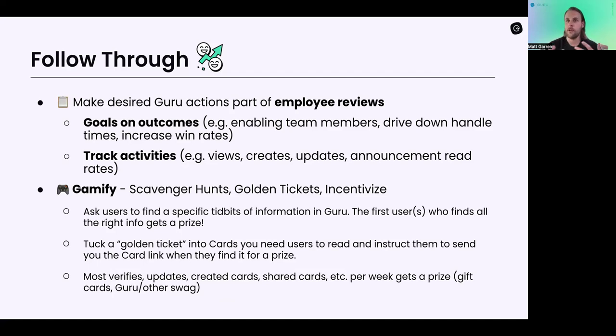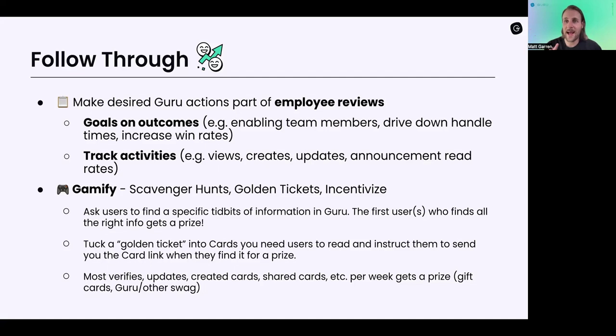And so if you are going to do that, I just have a couple tips for you. Put goals on outcomes. Your team's KPIs should probably continue to be the goals. Like if you're on a support team, you want to drive down handle times or increase CSAT scores. If you're on a sales team, you want to increase win rates and drive down deal times, something like that. Those should still be your goals, right?